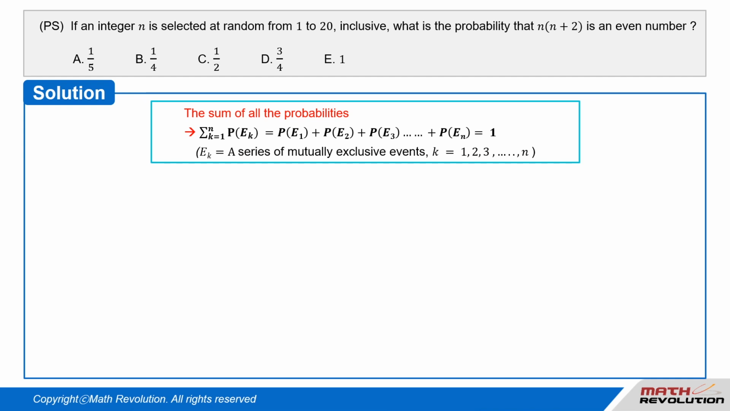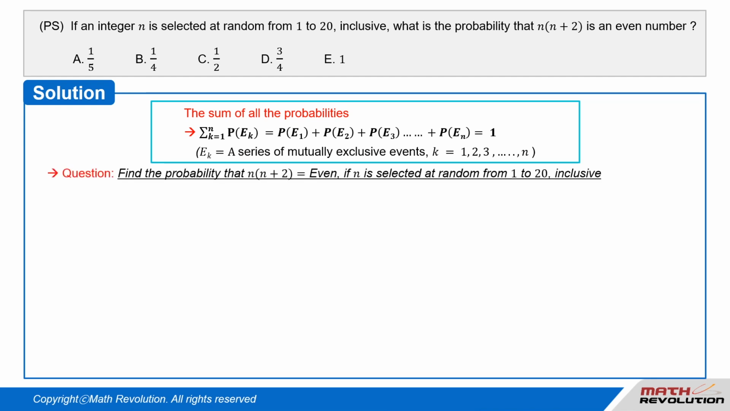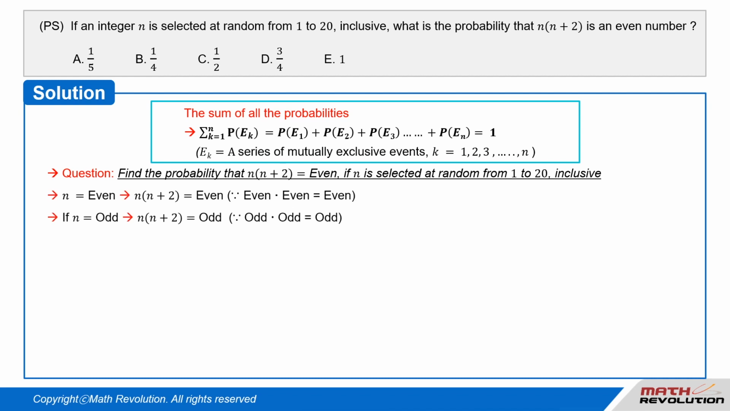We have to find the probability that n times n plus 2 is an even number if an integer n is selected at random from 1 to 20, both inclusive. If n is an even number, then n times n plus 2 is an even integer, since the product of two even integers is an even integer. If n is an odd number, then n times n plus 2 is an odd integer, since the product of two odd integers is an odd integer.